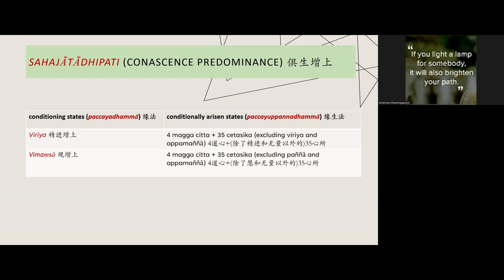And here we have the second part of the Maggadhipatino Dhamma. So this is the Sahajātādhipati. So here when Virya is taken as the Adhipati Dhamma, the Sahajātādhipati, we get 4 Magga Chitta and 35 Chetasika, excluding Virya and the 2 Appamanya. And when Vimansa becomes the Sahajātādhipati, then we get the 4 Magga Chitta and 35 Chetasika, excluding Panya and Appamanya.